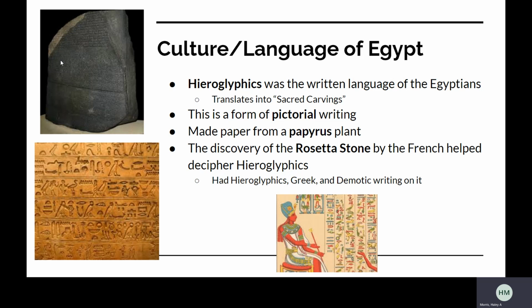And the discovery of the Rosetta Stone, which is this image up in the top left corner, the discovery of the Rosetta Stone by the French helped decipher hieroglyphics. And that's because it had hieroglyphics on it, but it also had Greek and Demotic writing on it. And so they're able to decipher and translate hieroglyphics because they were able to read other languages, like the Greek language. And so they could translate this because it had different languages on it. And that is how we are able to understand hieroglyphics, is from the Rosetta Stone.